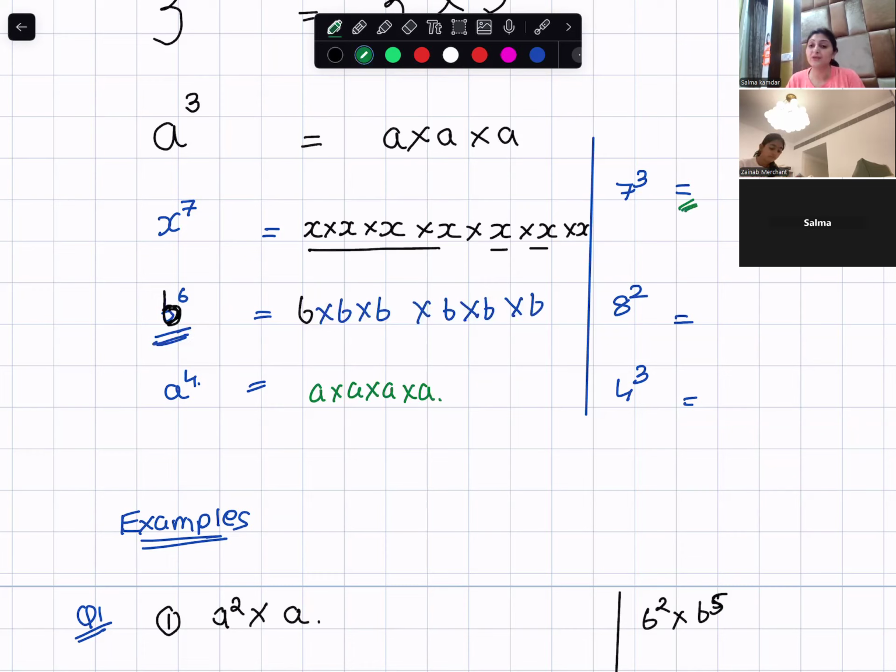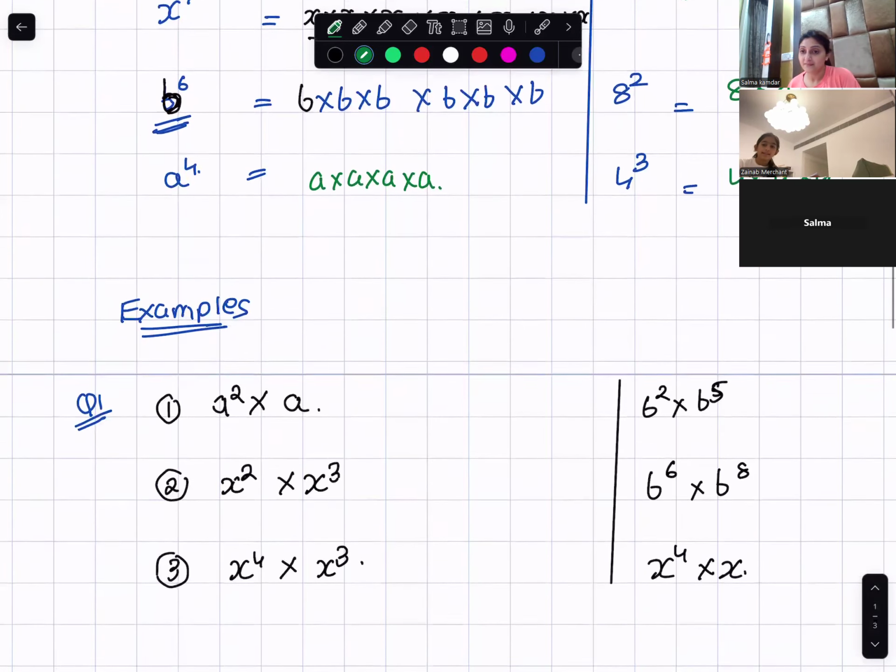Okay. 7 to the power 3. What does it mean? 7 has to be multiplied by itself 3 times. 8 to the power 2. What does it mean? 8 has to be multiplied by itself 2 times. 4 to the power 3. What does it mean? 4 needs to be multiplied 3 times. So when it is to the power, what does it mean? It means it needs to be multiplied by itself that many times.